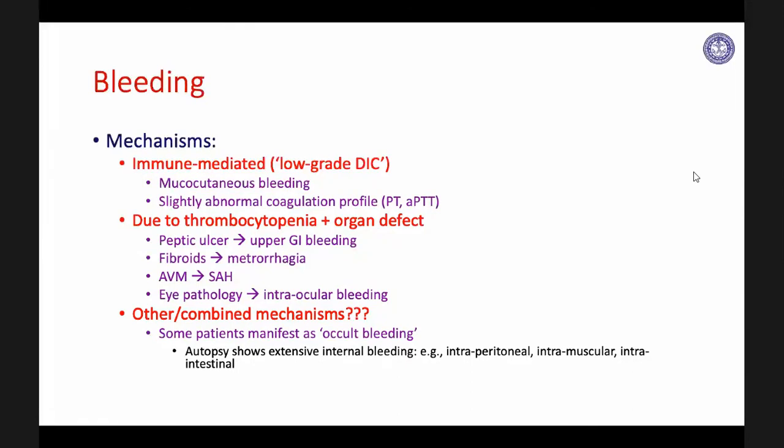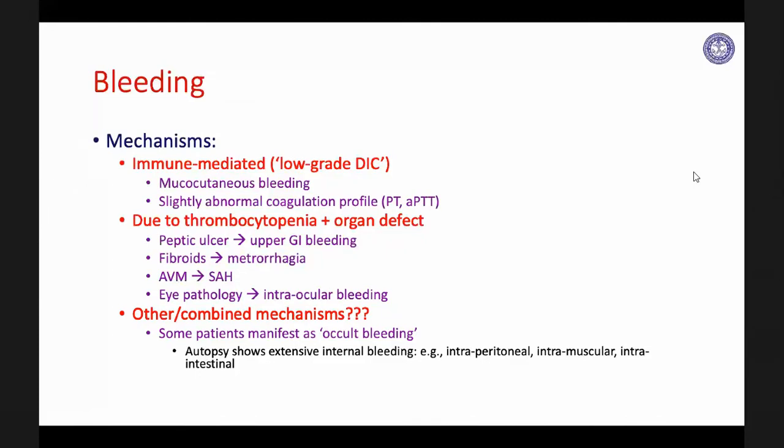Then with regard to bleeding, there are several reasons why they bleed in dengue fever. One is there can be an immune-mediated low-grade DIC, which can produce mucocutaneous bleeding, such as gum bleeding. They will also have a slightly abnormal coagulation profile, such as prolonged prothrombin time and prolonged APTT. But this is a very mild bleed. I mean, usually we don't find a severe DIC-like picture in dengue fever.